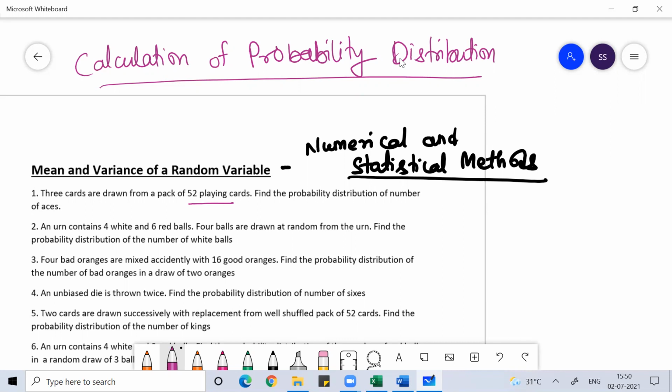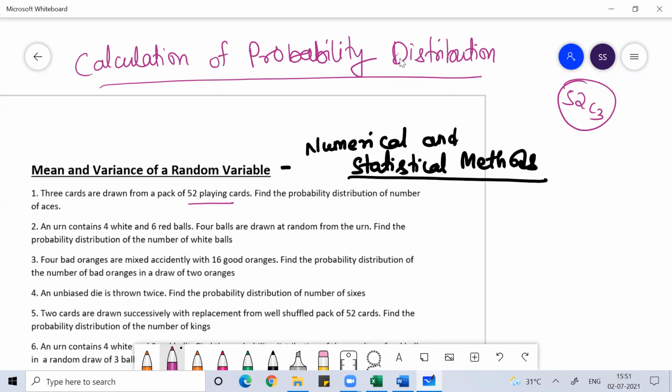So here, if you see this question number one, if I pick three cards out of 52 playing cards, then what will your total probability be? Total probability will be 52C3. Okay, so whenever we work on probability, we work on the concept of a random experiment without replacement. From 52 cards, if I draw three cards, the number of ways this is possible is 52C3. Okay, then find the probability distribution of the number of aces.